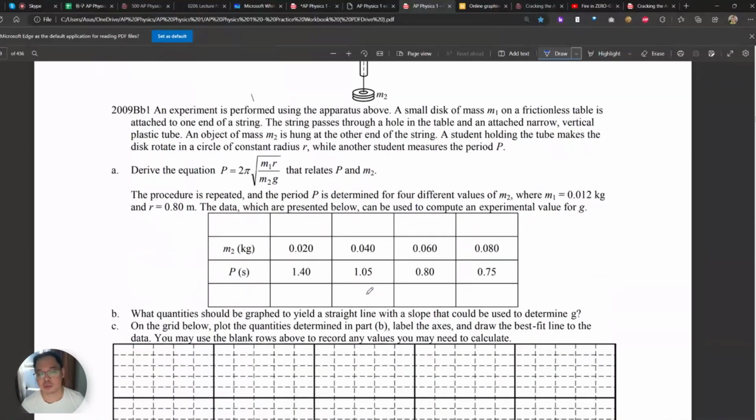The procedure is repeated and the period is determined for 4 different values of M2, where M1 is 0.012 kilograms and the radius is 0.8 meters. The data, which are presented below, can be used to compute an experimental value for G. What quantity should be graphed to yield a straight line with a slope that could be used to determine G?